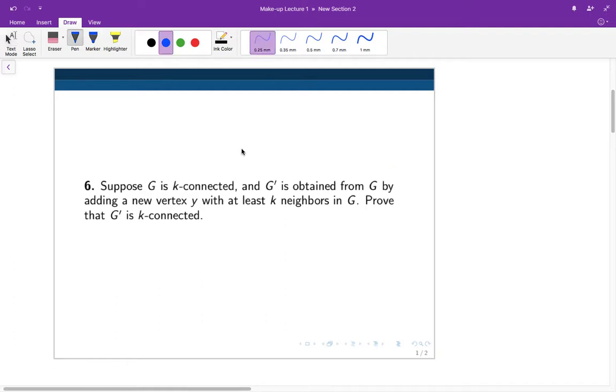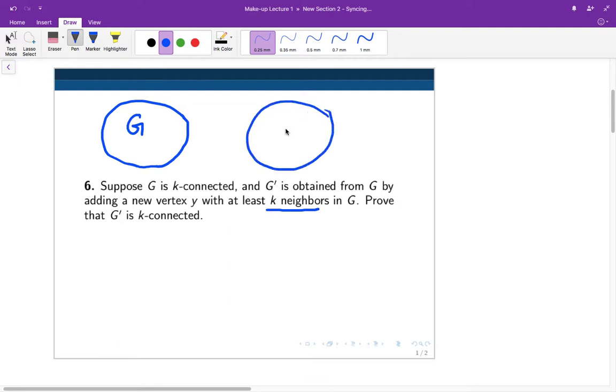Hey guys, in this video we want to do the following question. Suppose we have a graph G which is k-connected. So let's imagine the graph G is over here and it is k-connected. And suppose we have another graph G prime which is obtained from G by adding a new vertex Y with at least k neighbors in G. So this is how we can visualize the graph G prime.